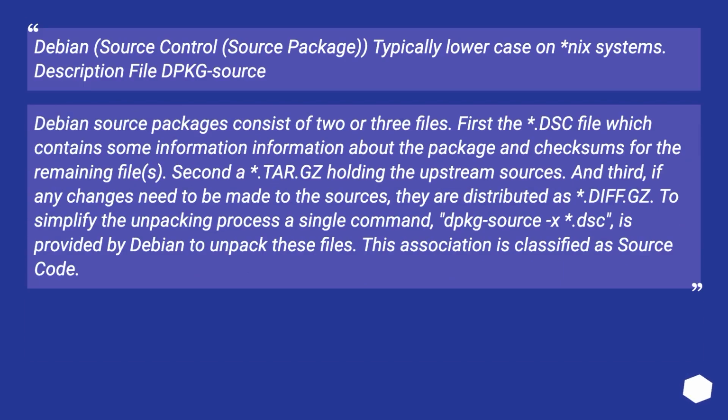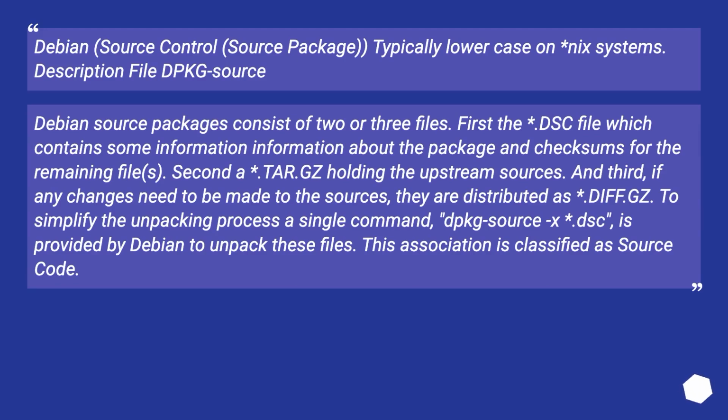From Phoenix.com. Debian source control, source package, typically lowercase on Unix systems. Description file, dpkg source. Debian source packages consist of two or three files.